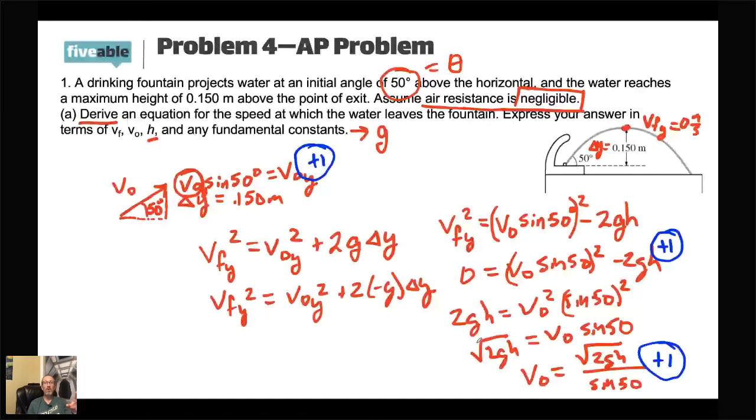Does anybody have any questions on this derivation and what we did? So I'm going to just take a look over here on my other screen and see if anybody has anything. Okay, are we going too fast, too slow? Everybody good? All right, cool. So this is our equation. VO is equal to the square root of 2GH over the sine of 50. Let's go ahead and move on.